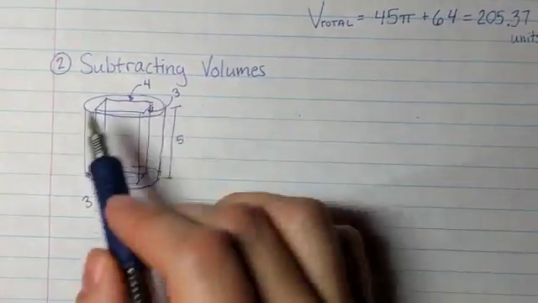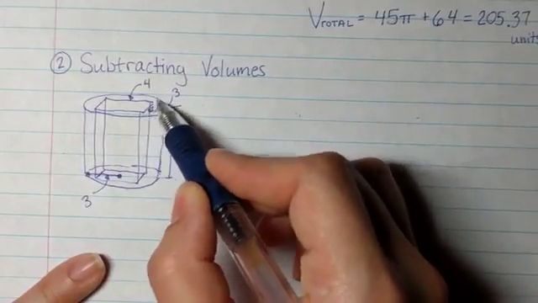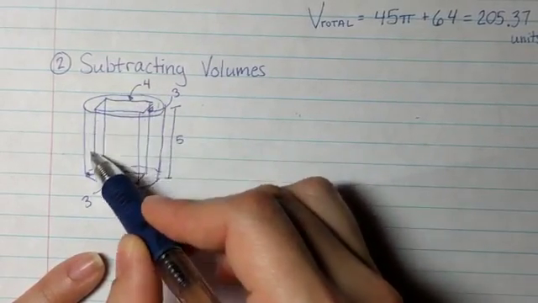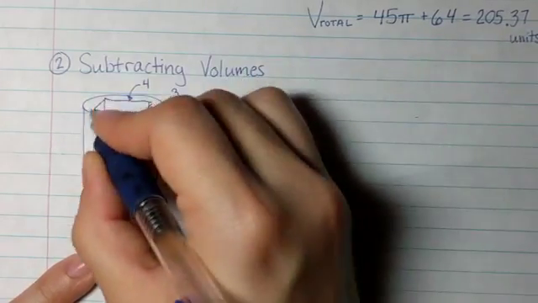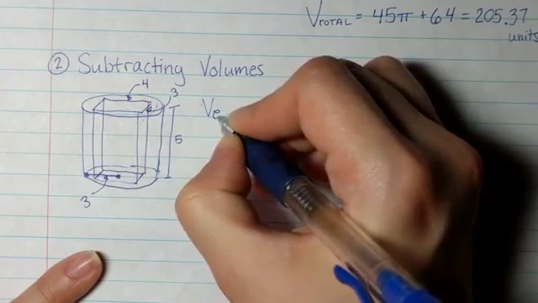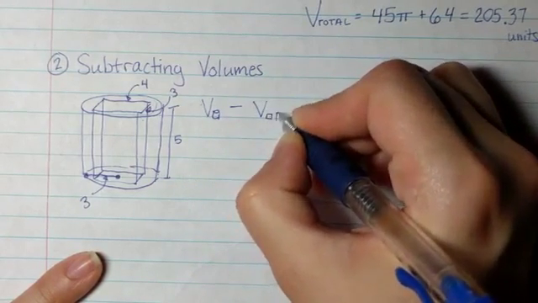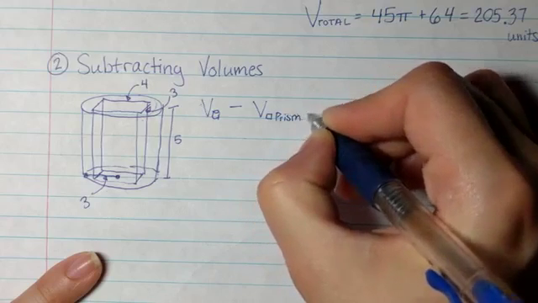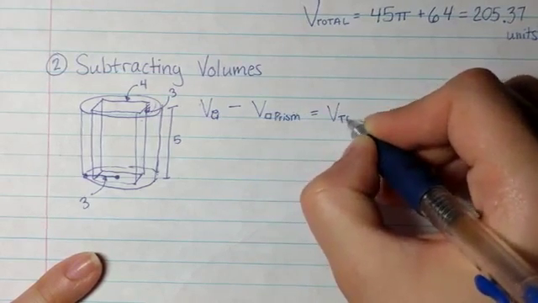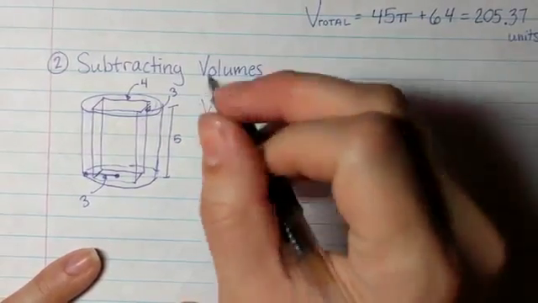So in order to find the leftover space, that leftover volume, so I'm really just looking for this outside bit that goes all the way around this rectangular prism, what I'm going to do is find the volume of that cylinder and subtract the volume of the rectangular prism. And that will give me my total volume. Let's go ahead and do that then.